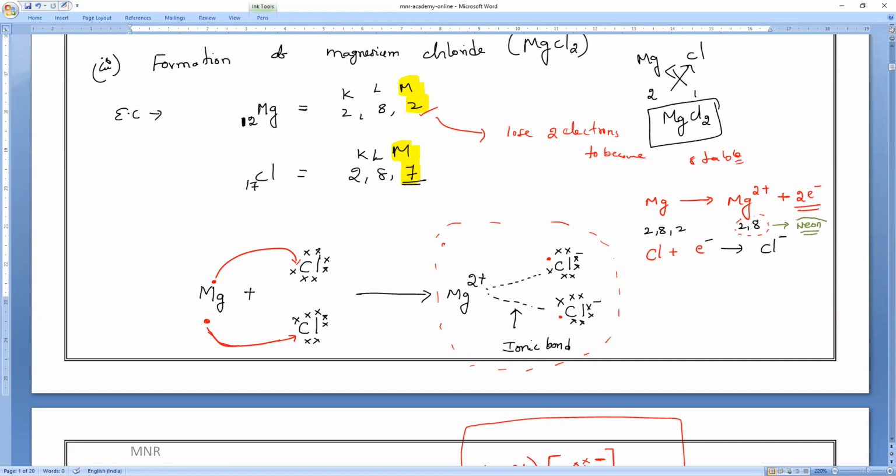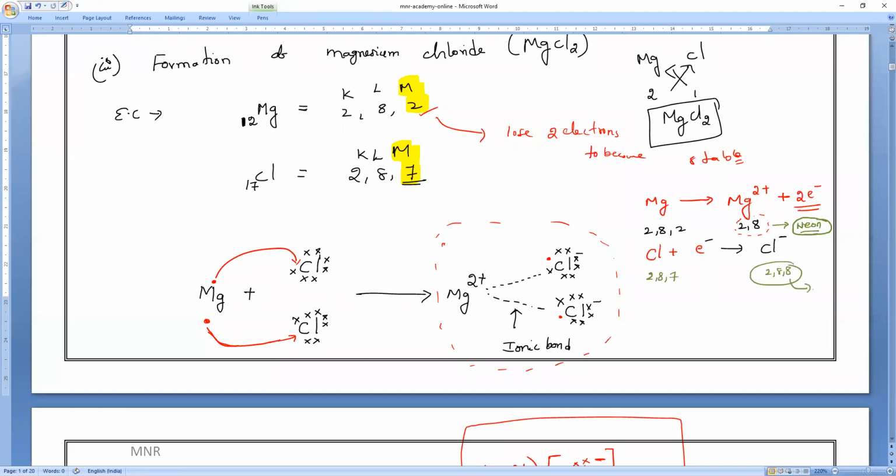You have to be very careful. This is what they'll ask you in the board exam. Now, what is the nearest stable gas electronic configuration? So be very careful. Next, chlorine. Chlorine before is 2, 8, 7. After receiving an electron, it is 2, 8, 8.